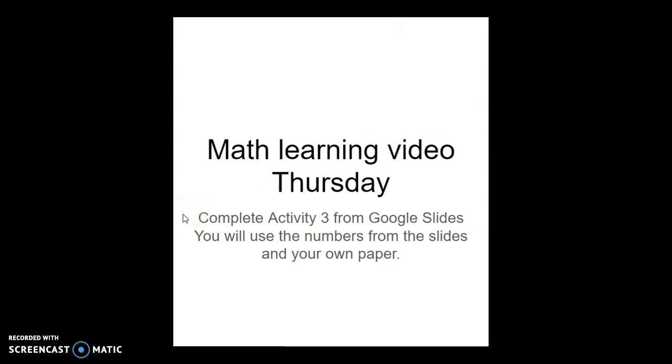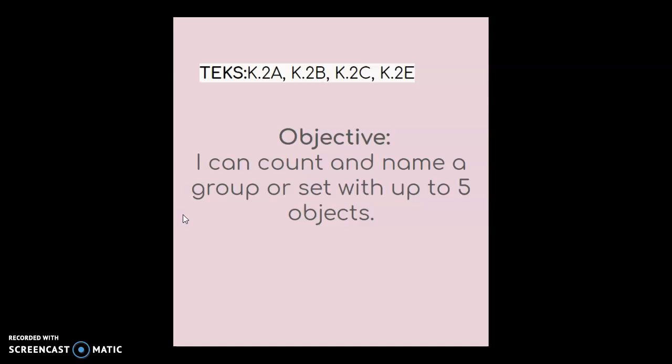In this video, you're going to learn how to complete Activity 3 from the Google Slides. You're going to use the numbers from the slides and your own paper. Our objective is, I can count and name a group or set with up to 5 objects.